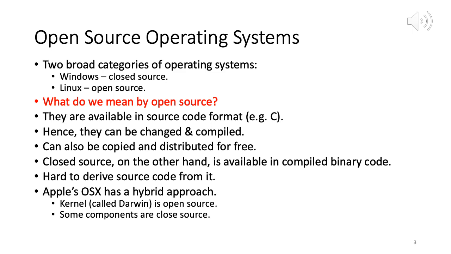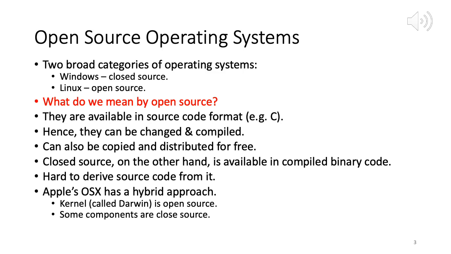You can also copy and distribute open source software for free. It is available for download and usage without charging any fee for the software. So it is available in source code format. For example, if an OS is written in C, that C code is available. You can modify it, you can compile it, you can execute it.